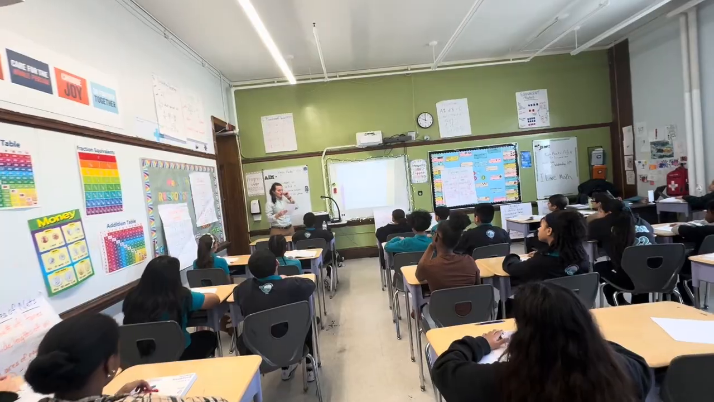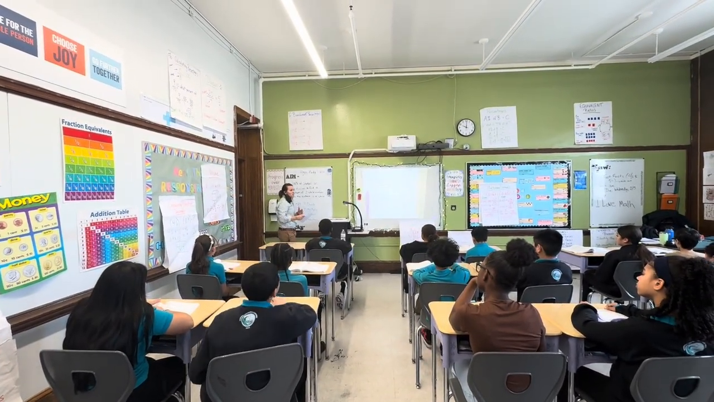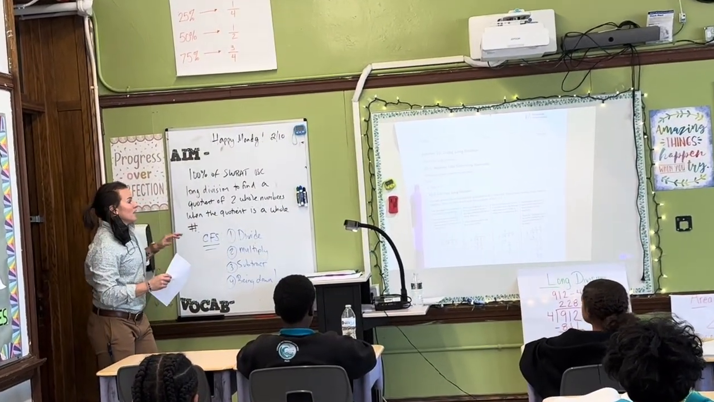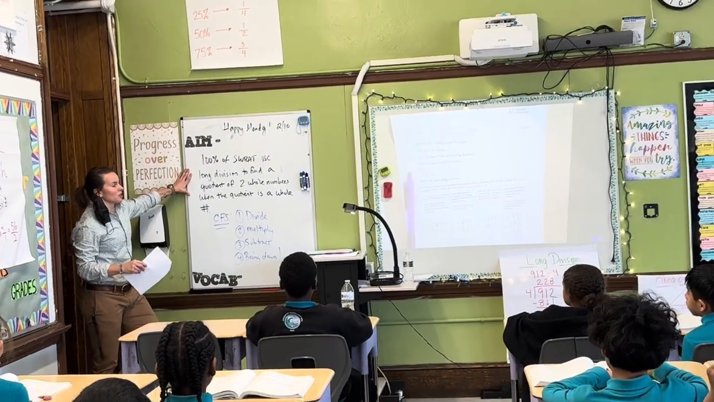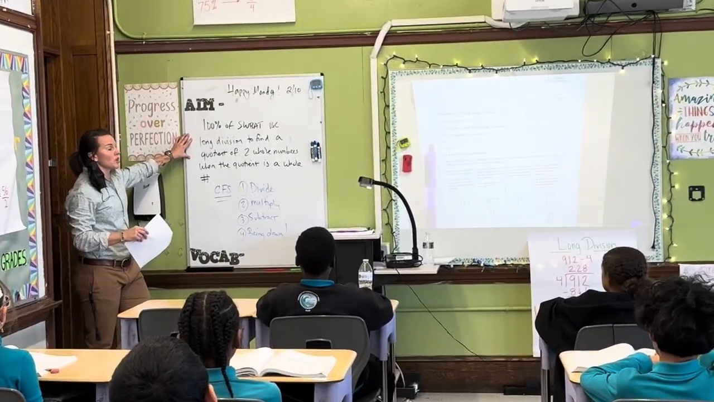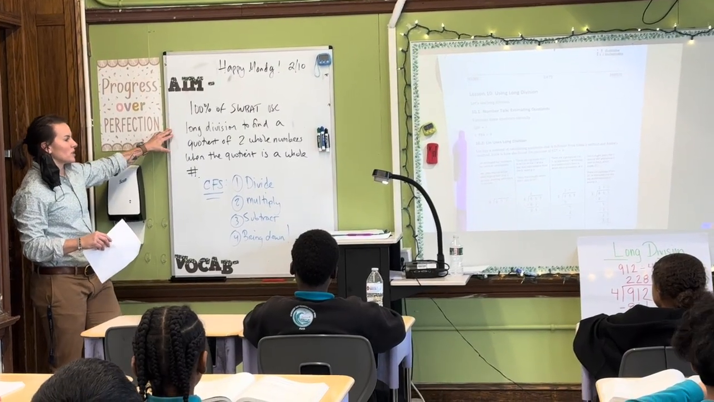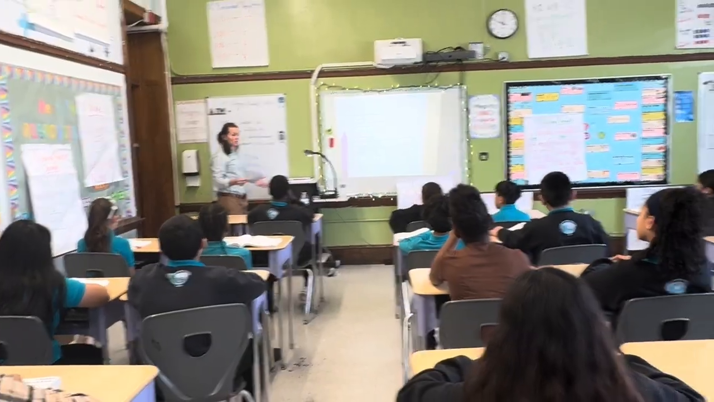the partial quotients method to help you find the quotient of two whole numbers. Today we're actually going to build on those strategies and learn a new strategy that's going to help you find the quotient of two numbers. So by the end of this block, 100% of you will be able to use long division to find a quotient of two whole numbers when the quotient is a whole number, right? Quotient refers to division, okay?